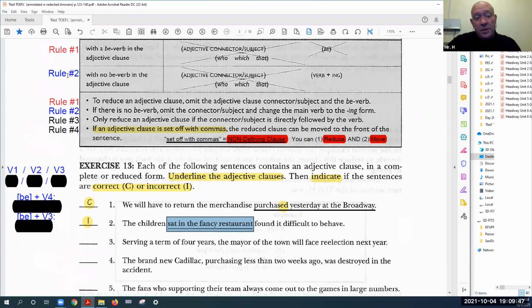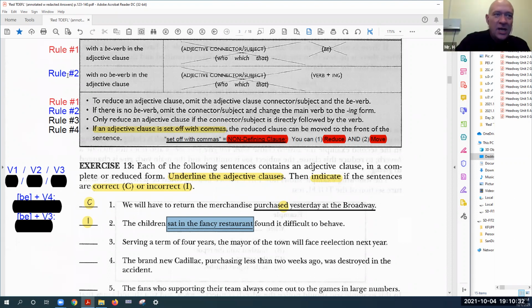Tell us again your example, Arkobi. The children who were sitting in the fancy restaurant found it difficult to behave. All right. Did you hear his example? Yes. Okay. Which rule do I need to reduce Arkobi's example? Rule 2. Delete connector and be. No. Rule 1. Yes. Rule 1. Because in Arkobi's example, he has a connector subject, who, then there's a be verb, were. Delete the connector subject and the be verb. Remove it. The result is the same. Exactly. The result is the same.